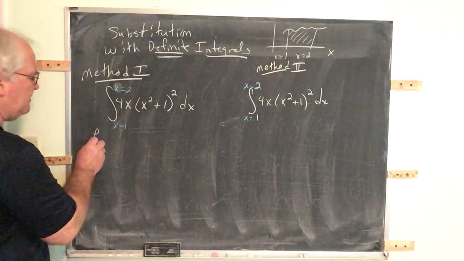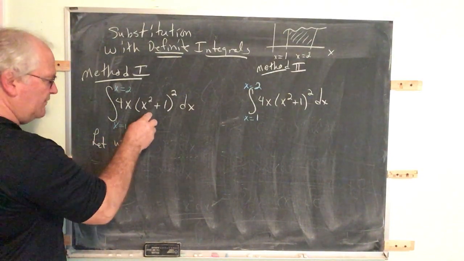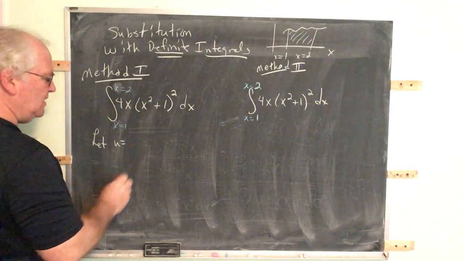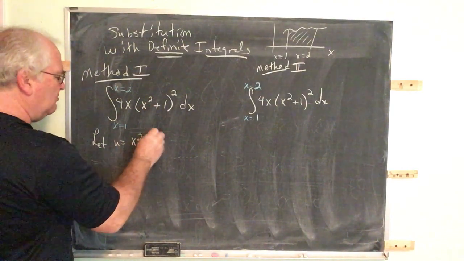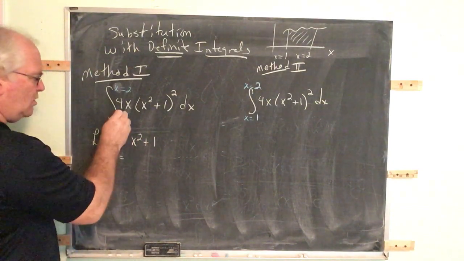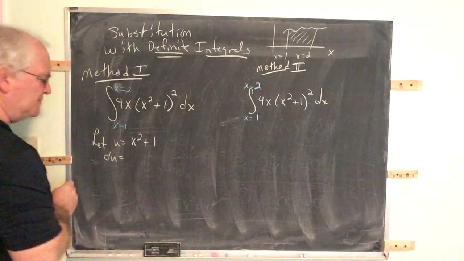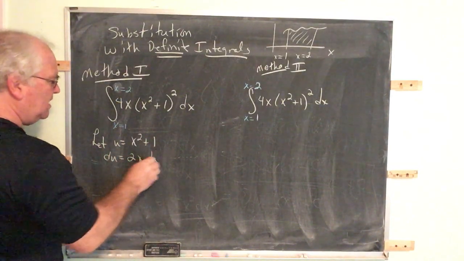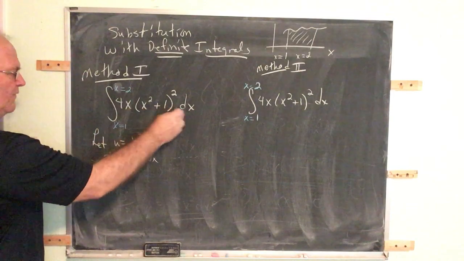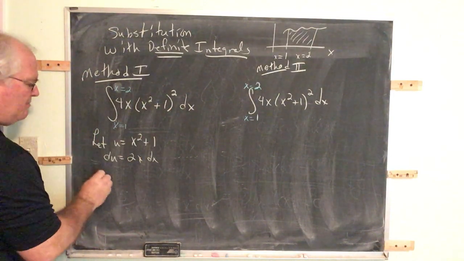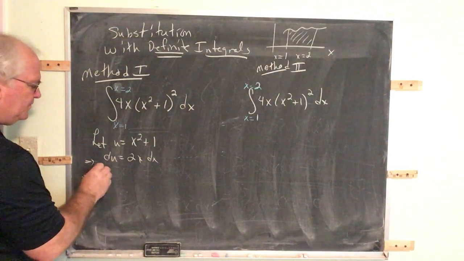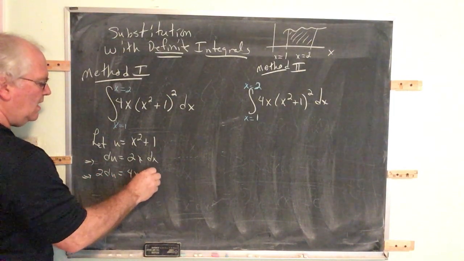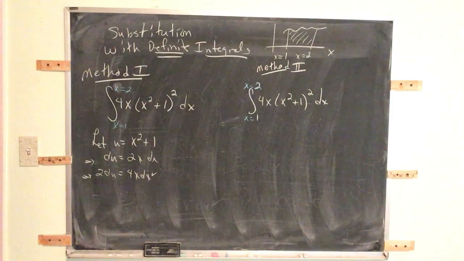Now, we start the same as before. Let u equal the stuff in parentheses, the larger exponent, the stuff being raised to a power, all the same indicators as before: x to the second plus 1. We need to create 4x dx to get the substitution exact. Well, what do we have? The derivative here is 2x dx. I don't want 2x dx, I want 4x dx. Multiply both sides of this equation by 2, and the substitution is exact.